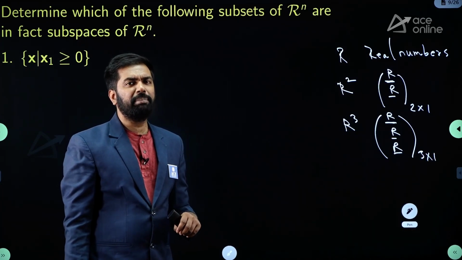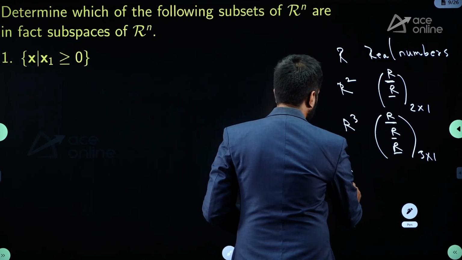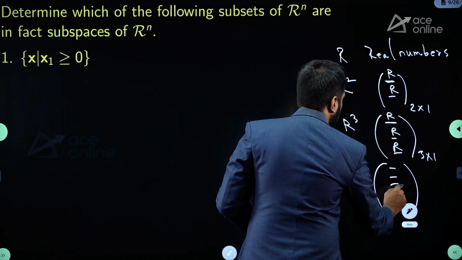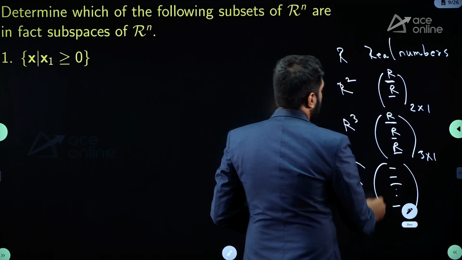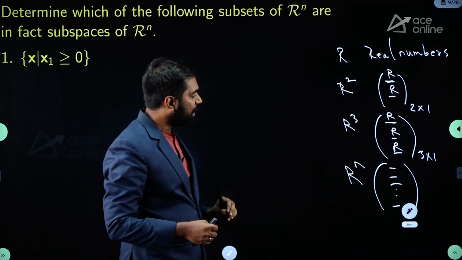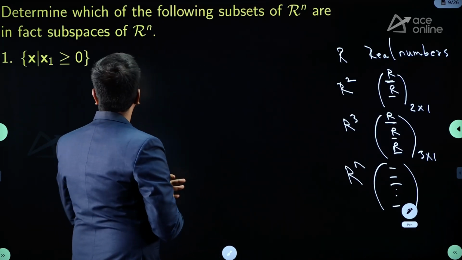If someone says R power n, then it's an n tuple vector, students. What is R power n? It's an n tuple vector. So it has n components like this, and each component is a real number. So that's what R power n is. Now what are they asking? Let's come back to this question.